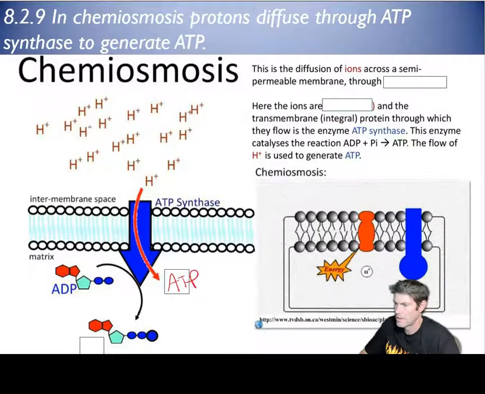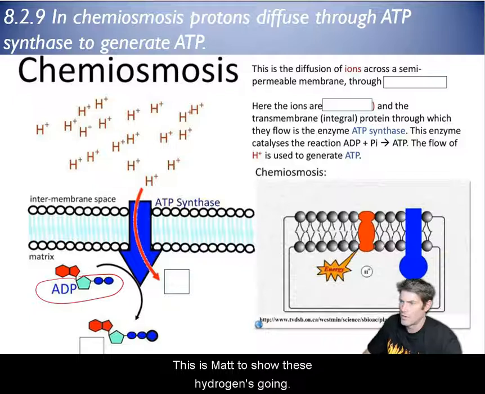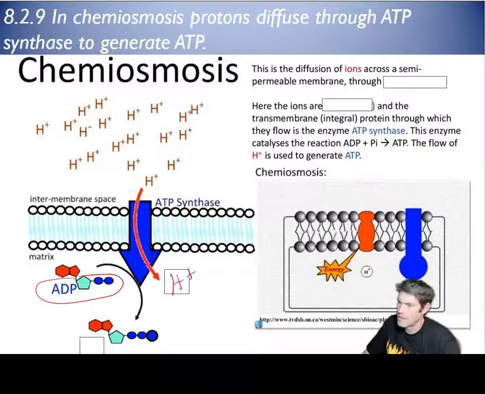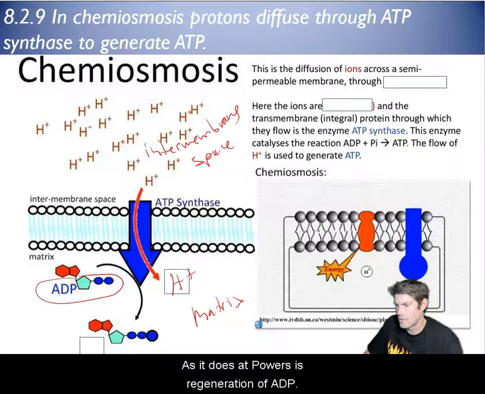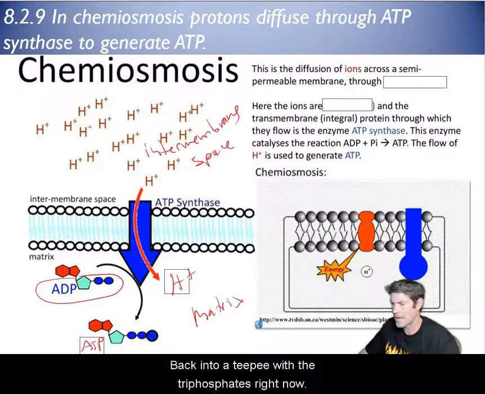We see the ADP, well, actually, I messed up a little bit there. This is meant to show these hydrogens going from the intermembrane space into the matrix. As it does that, it powers this regeneration of ADP back into ATP with the triphosphates right here.